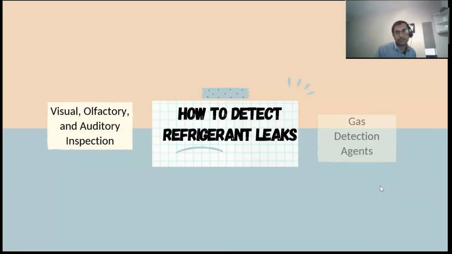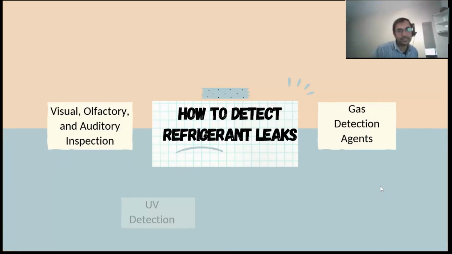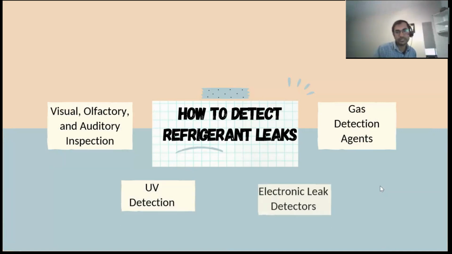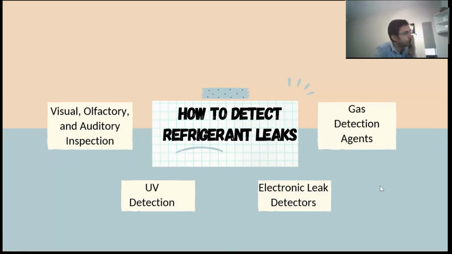Then there are gas detection agents, UV detection, and electronic leak detectors. There are many places, for example offshore or cold regions, where there is a chance of refrigerant freezing. And many refrigerants can be flammable as well.